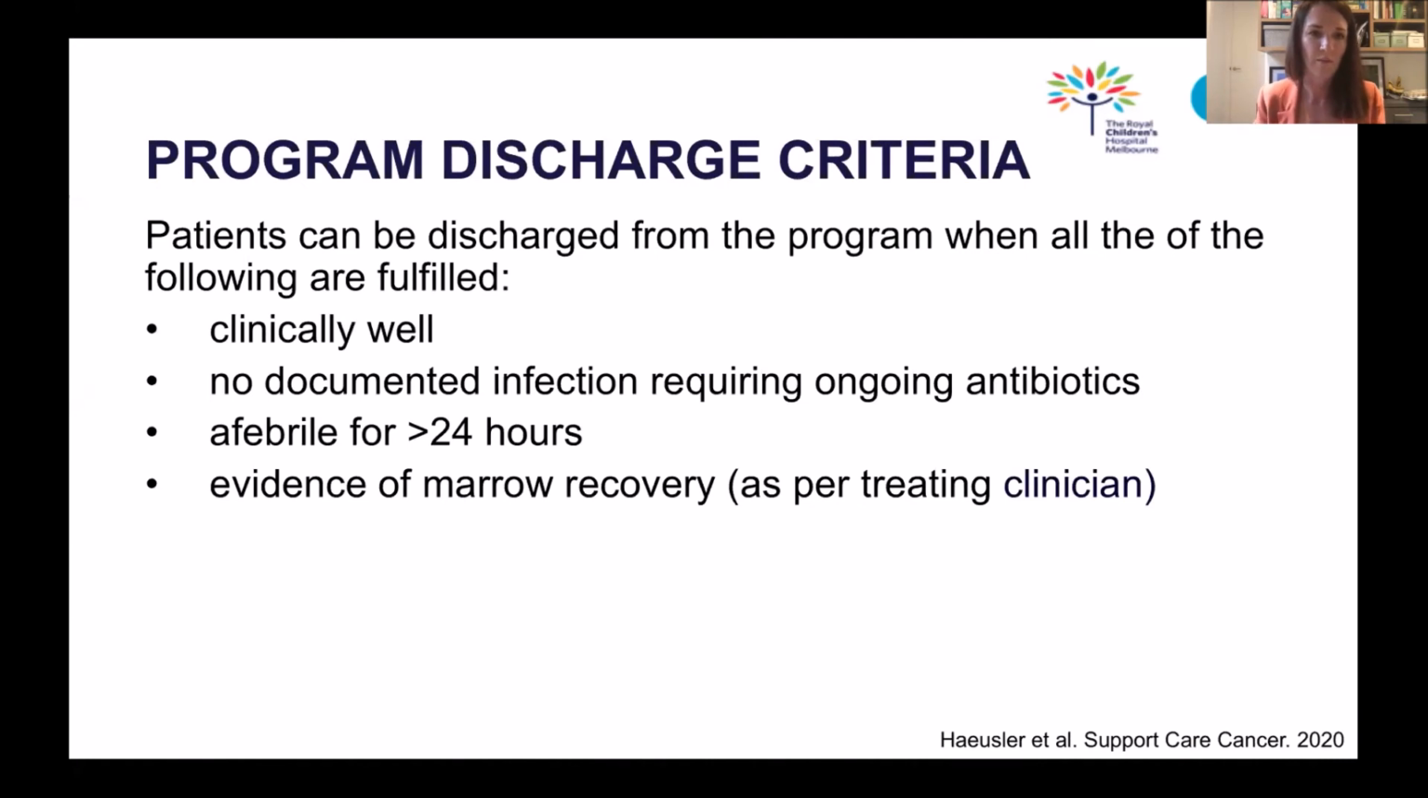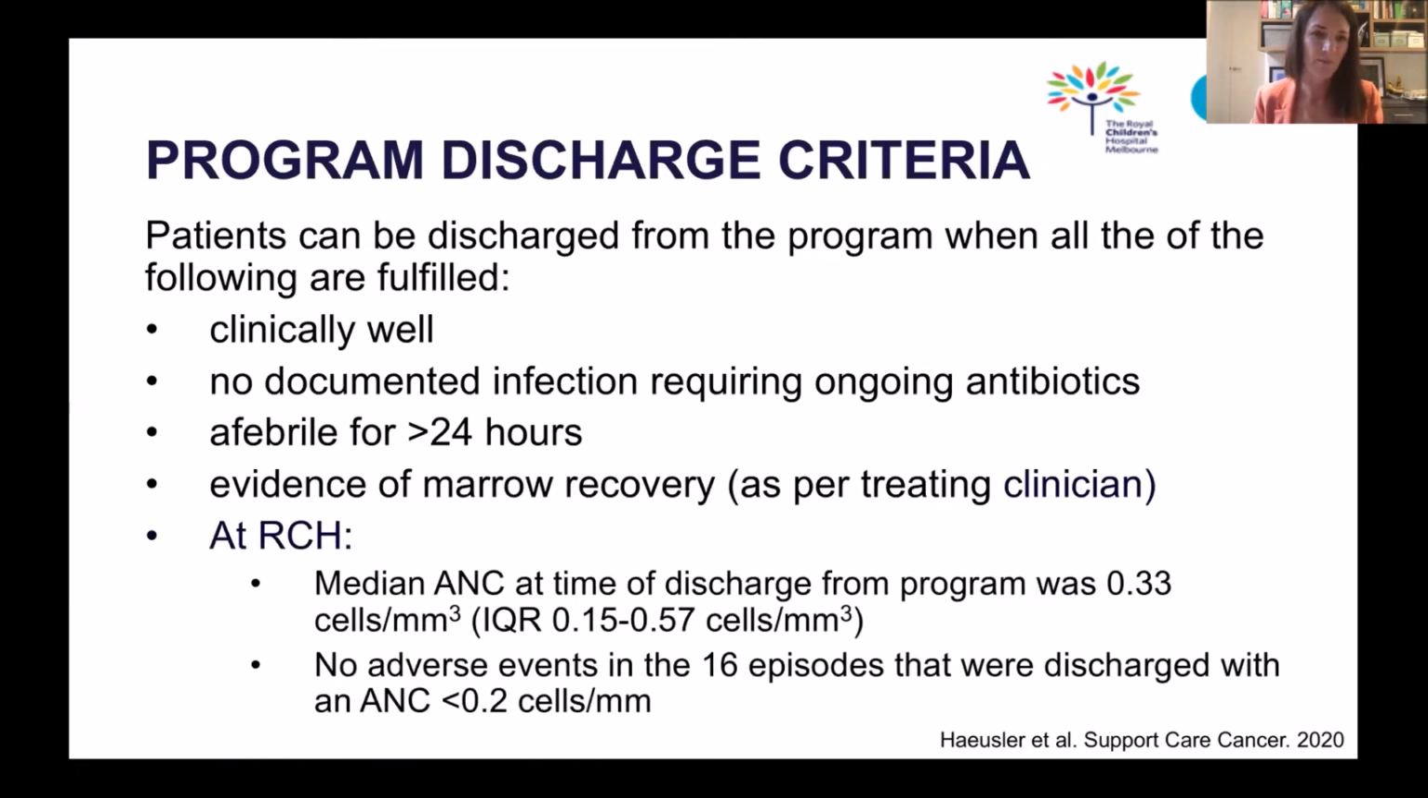We've also built in discharge criteria off the program, or off hospital in the home, for these patients, which are very similar to what the discharge criteria would be if the patients were remaining in hospital for standard management. They've got to be well, and we've included evidence of marrow recovery. This is a controversial issue about whether if they're afebrile and well, that should be enough. And we're doing another study to look at that question in particular.